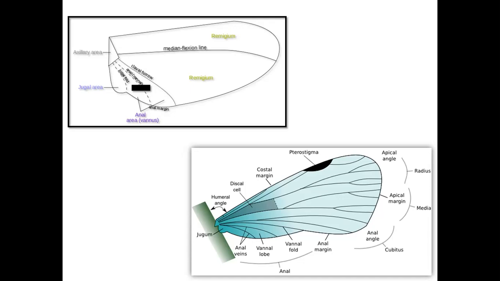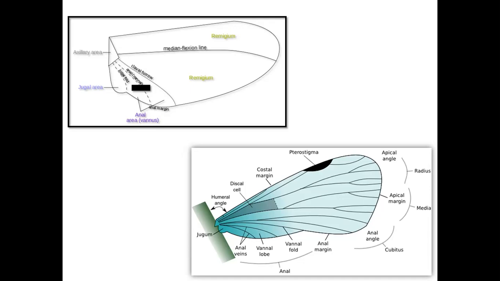The anterior part of the wing towards the costal margin has a larger number of longitudinal veins, and this part is called the remigium. The posterior part of the wing, where the veins are sparsely distributed, is known as the vannal area, which is called the clavus in forewings and the vannus in hind wings. Again, the clavus is present on the forewings, and the vannus is present on the hind wings.